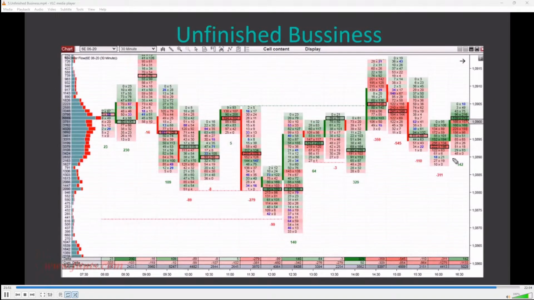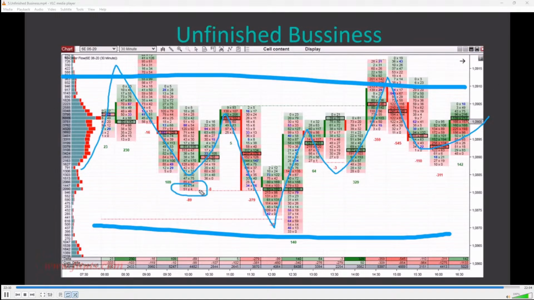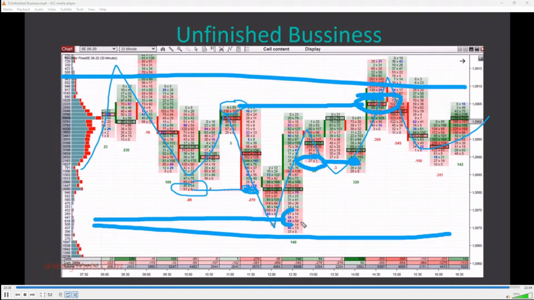Now, this is the last example. Again, you can see that the unfinished business is working as a magnet. In this case, this is sort of a rotation. Price is just making its way in a sideways movement. And all those unfinished businesses are covered pretty quickly. So this unfinished business gets covered in here. This unfinished business gets covered in here. This gets covered in here. And there's also some older unfinished business which gets covered in here.